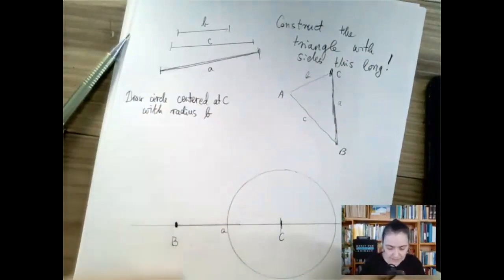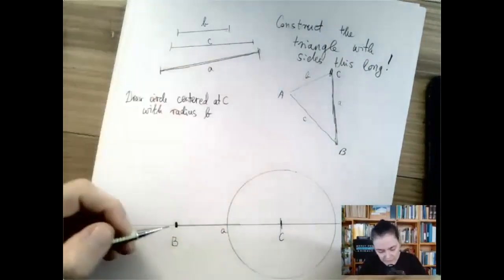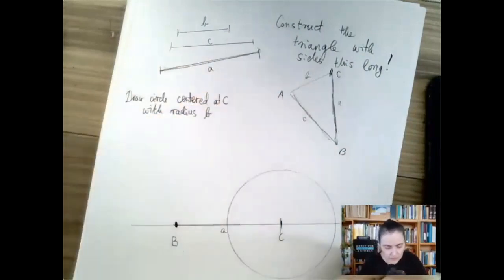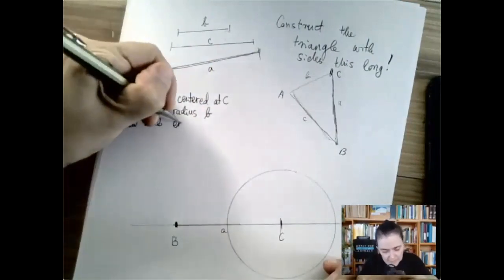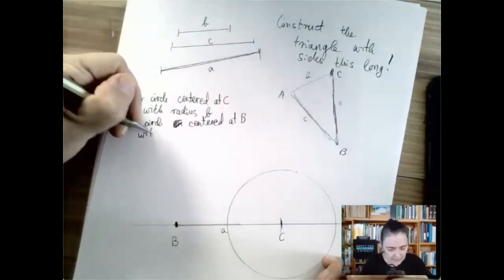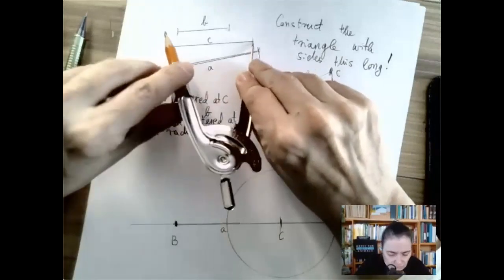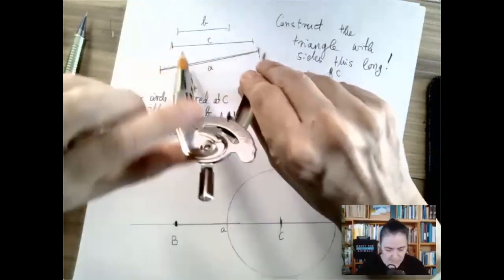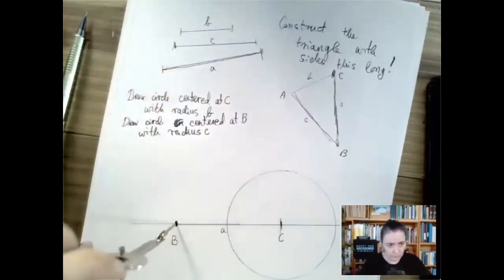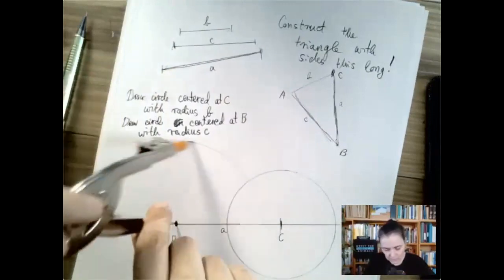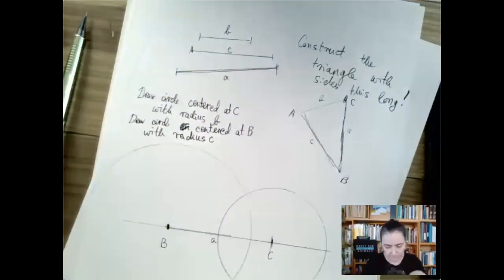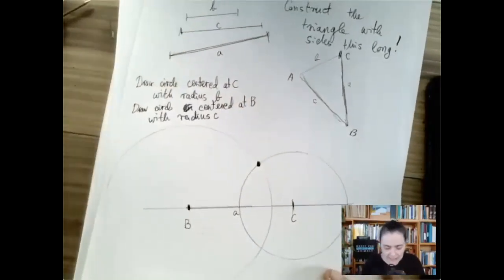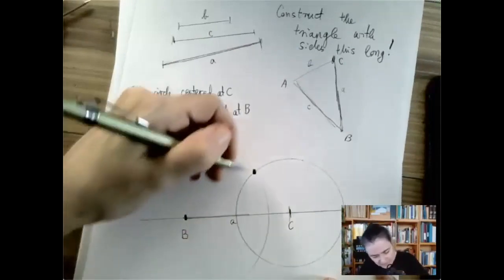And then similarly, we know that the distance between A and B is this lowercase c. So we're going to draw another circle centered at B with radius lowercase c. So we're going to go to the line segment given. We're going to get the distance on our compass. And then we're going to go to point B and we're going to draw a circle. And now this intersection point is such a point, right? It has the right distance from C and the right distance from B.